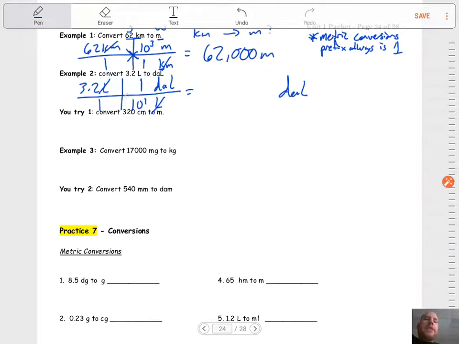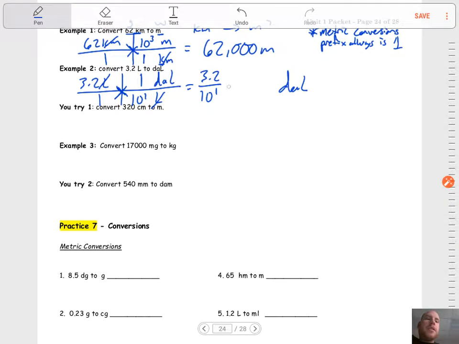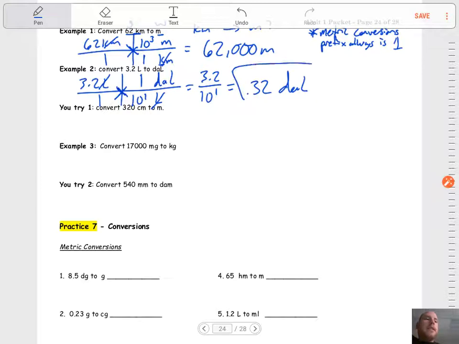Now, this is the first time we've seen something like this, guys, where we multiply. Remember, these are fractions. So there's a couple ways you could do this. You could multiply all your tops together and multiply all your bottoms and then do the division last. Okay? In this case, since we have ones, this is essentially just 3.2 divided by 10 to the first, okay, which is 10. So it's 3.2 divided by 10. All right? And so that means our answer would be 0.32 decaliters.